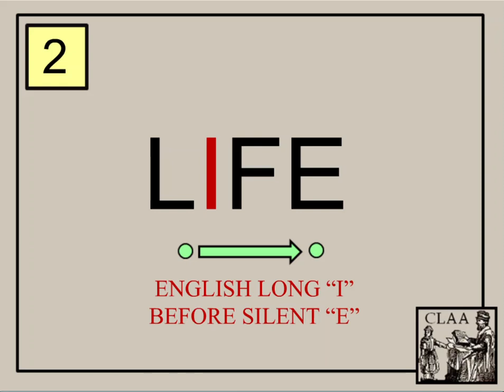The letter I in English is also read with the long I sound when it comes before a silent E. If you look at the word on your screen, you can see the vowel I in red. You can also see the letter E at the end of the word. When the letter I comes before a silent E, it's usually read with the long I sound.